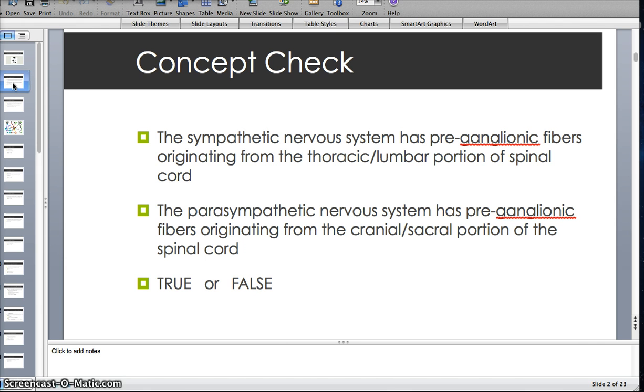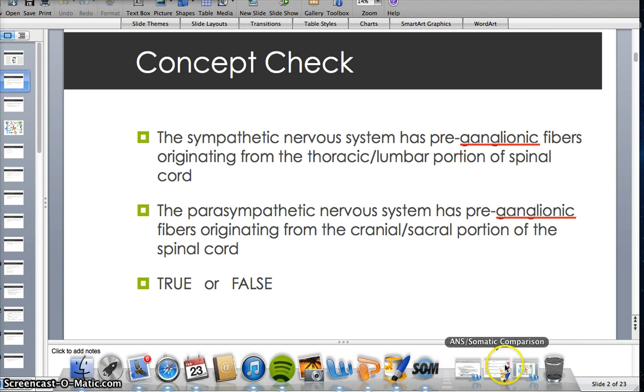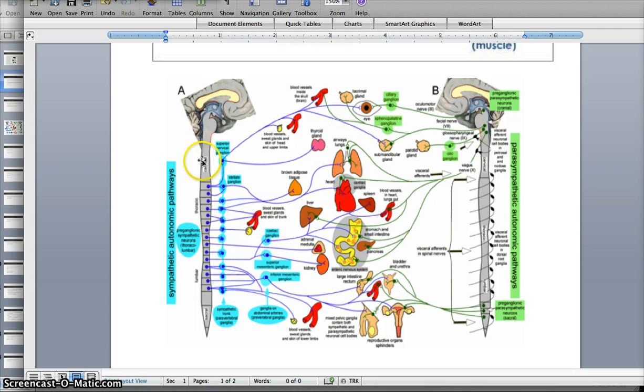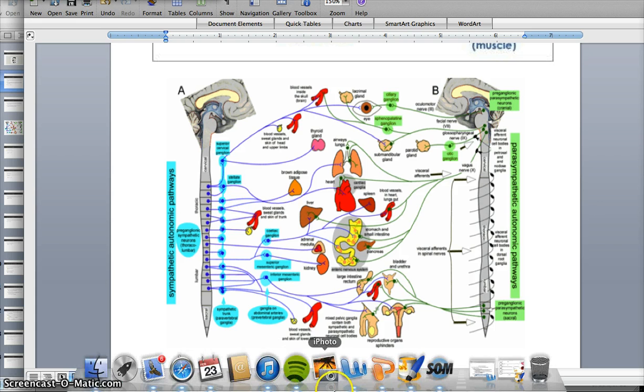All right, that's going to be true. That's exactly what we said, and here's a little picture to illustrate that. This is what you're going to see. So this is our sympathetic nervous system arising in the thoracico-lumbar region, and here's that preganglionic neuron with a cell body right within the spinal cord. And the parasympathetic nervous system, we're going to have our preganglionic fibers right within that cranial-sacral region.